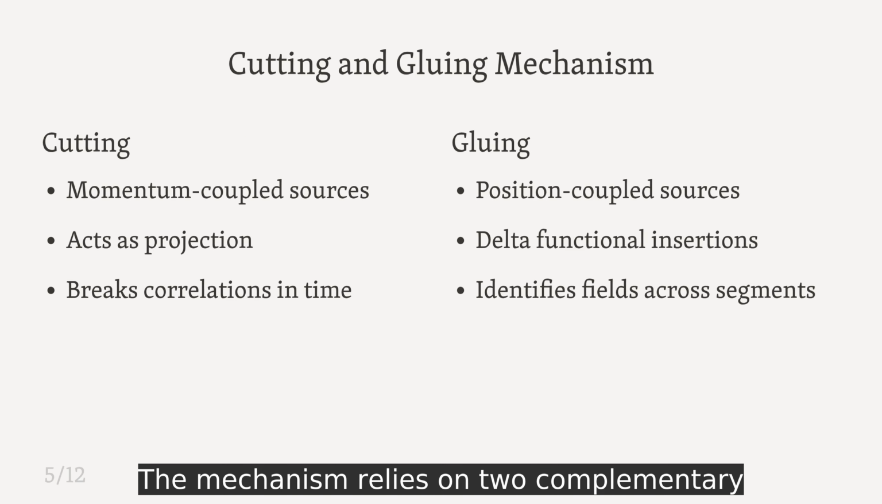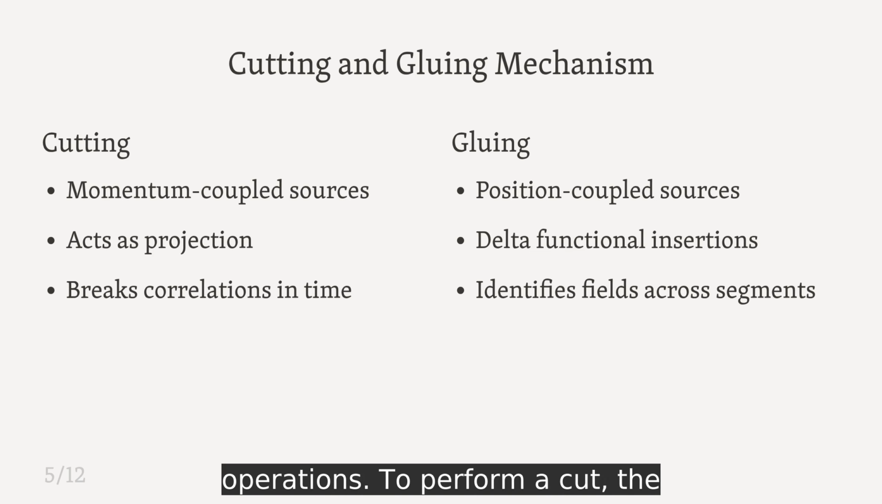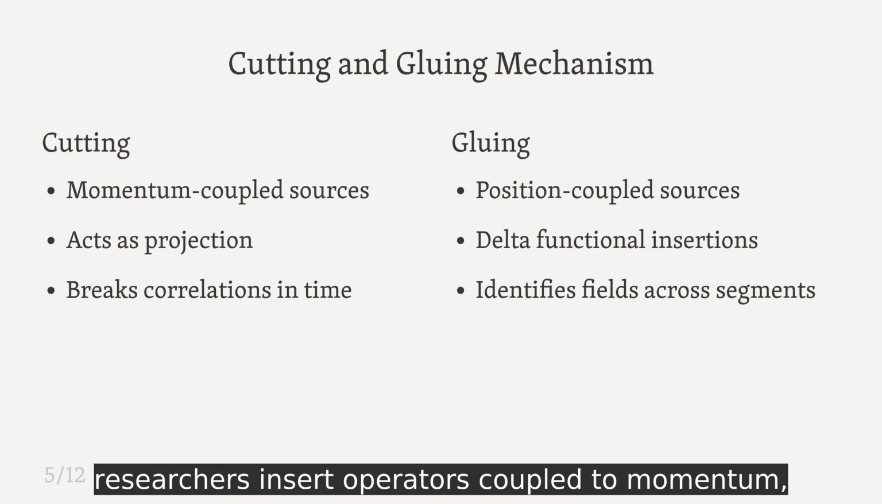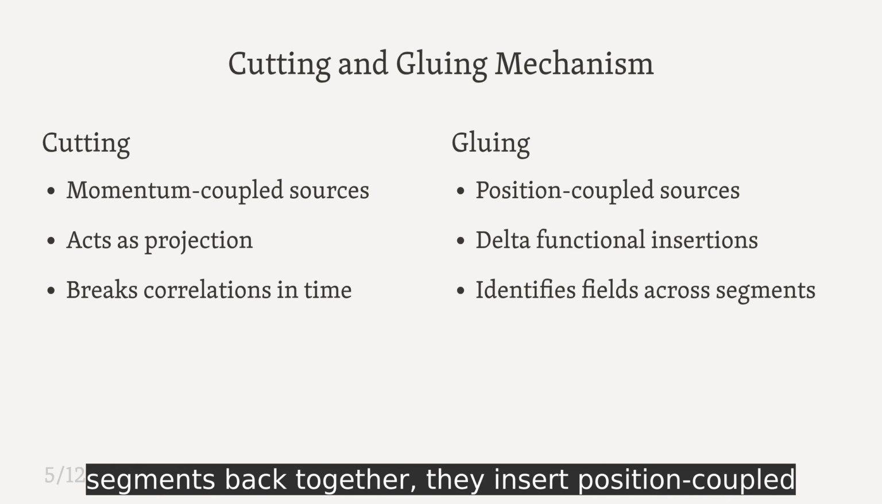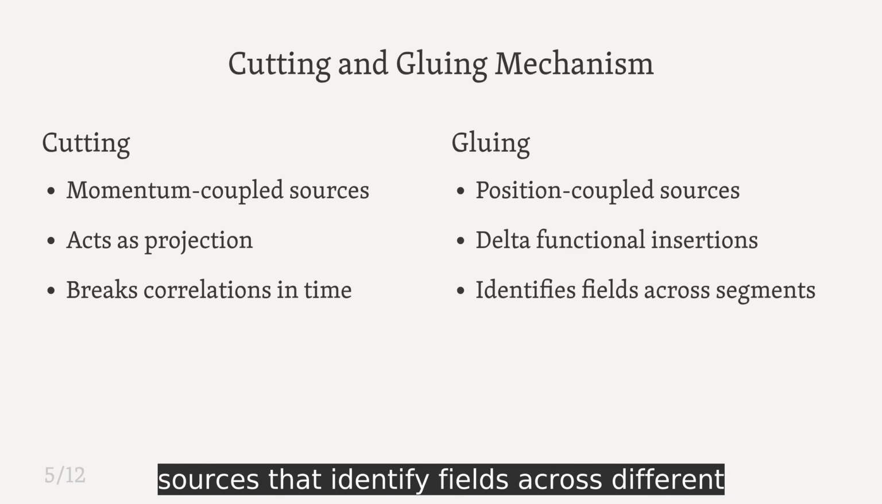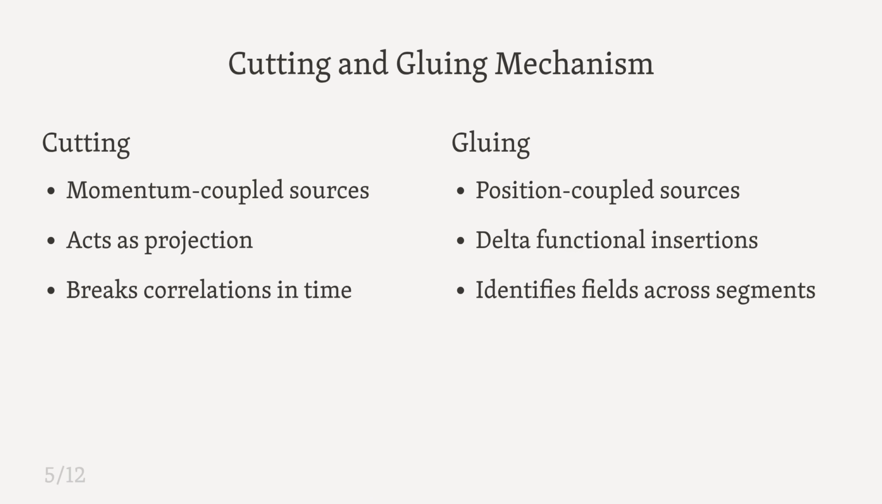The mechanism relies on two complementary operations. To perform a cut, the researchers insert operators coupled to momentum, which act like projections that break correlations in Euclidean time. To glue segments back together, they insert position-coupled sources that identify fields across different boundaries.